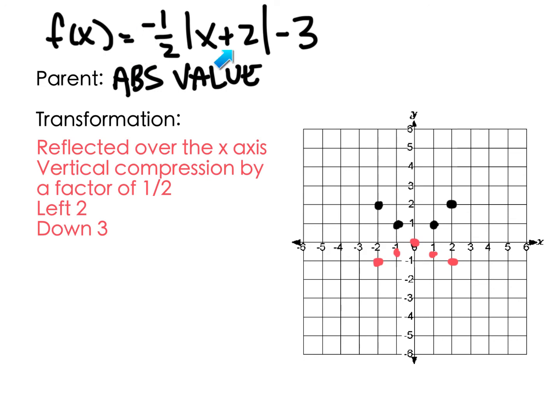So now we've taken care of this negative 1/2. Now all we have to do is shift these things left 2 and down 3. So each point goes left 2, down 3. I just took this point, left 2, down 3. Left 2, down 3. The shape should remain the same now that we've already compressed it. And here we have our transformed function. And that's how we stretch and compress our parent functions.